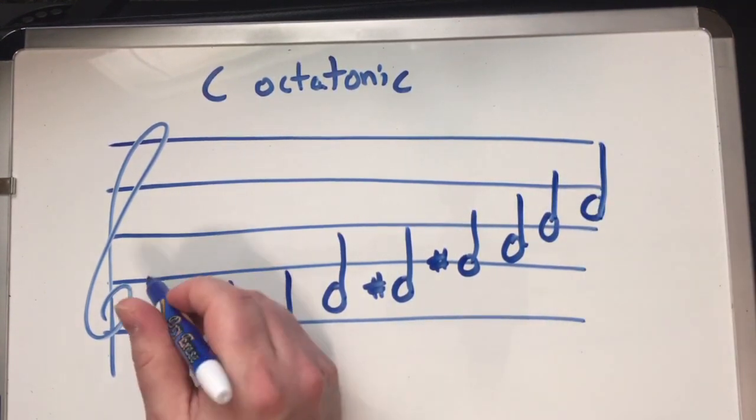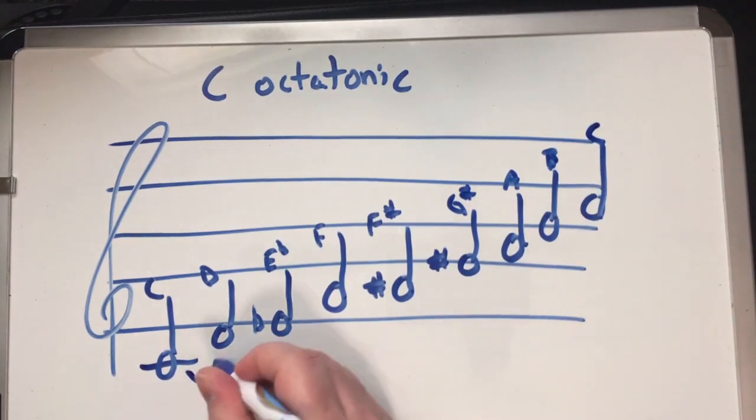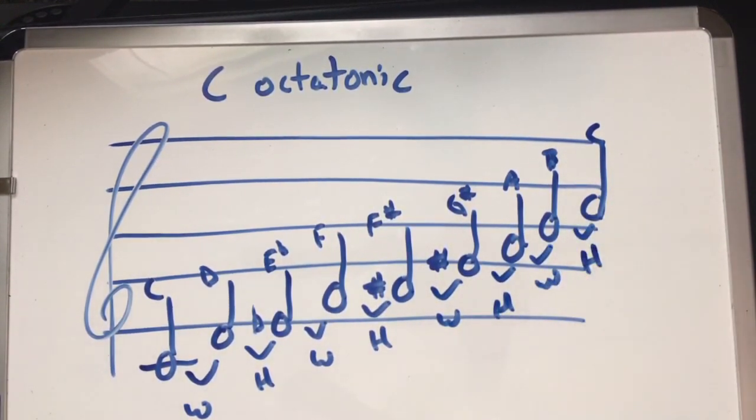On this particular one, I started on a whole step. So I have C, D, E flat, F, F sharp, G sharp, which is a whole step, A, B, C. And you can see the whole steps and half steps here as they're laid out. They should just alternate back and forth.